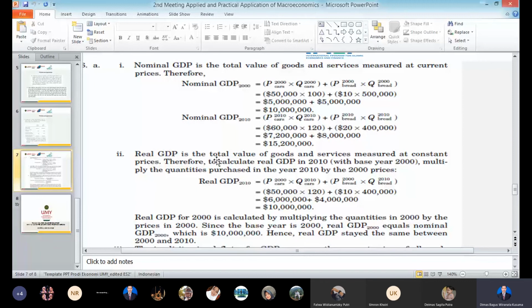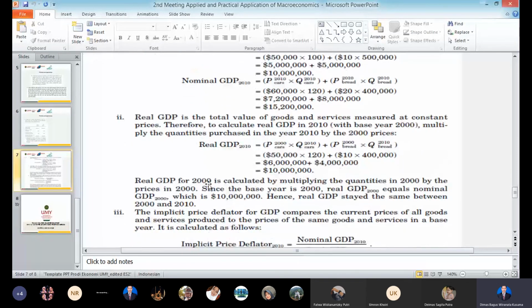Real GDP is the total value of goods and services measured at constant prices. Therefore, to calculate the real GDP in 2010 with the base year 2000, multiply the quantity purchased in 2010 by the 2000 prices. So you only multiply, sisters and brothers, the prices of cars and bread using 2000, but the quantities use the same year, 2010. So you got 10 million. Real GDP for 2000 is calculated by multiplying the quantities in 2000 by the prices in 2000. Since the base year is 2000, real GDP equals nominal GDP, which is 10 million. Hence, the real GDP stays the same between 2000 and 2010.